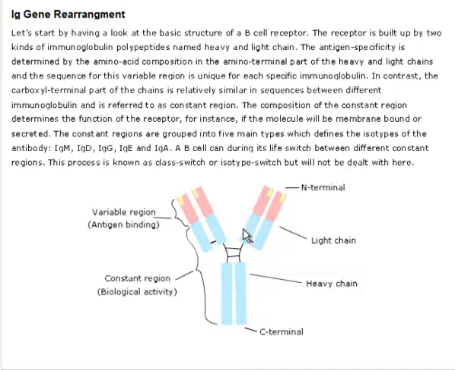And you can see that the blue regions represent constant regions. So these have a lot of homology or similarity between different antibodies. So our blue regions are held fairly constant. And then our pink regions are the regions that are highly variable.